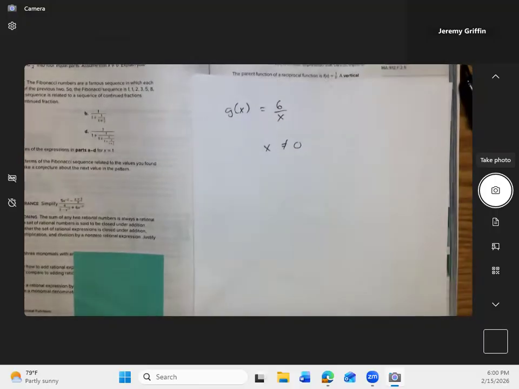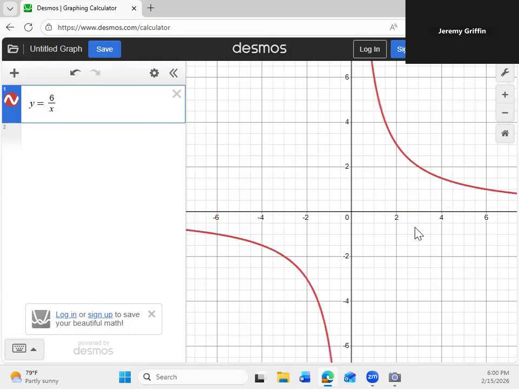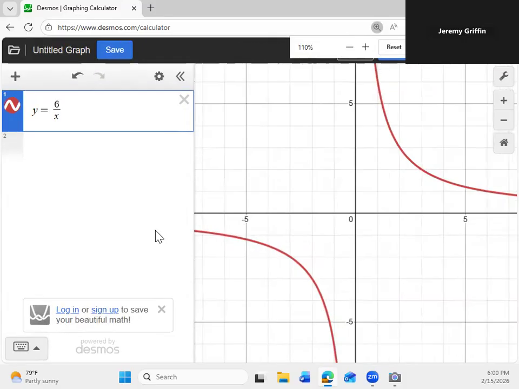This graph would look very similar to this. All I have to do is replace this 1 with a 6. Let's put a 6 up here. There you go. It just multiplies everything vertically by a factor of 6. So the point (1, 6) is right here, and the point (2, 3) is right here. That's all right.